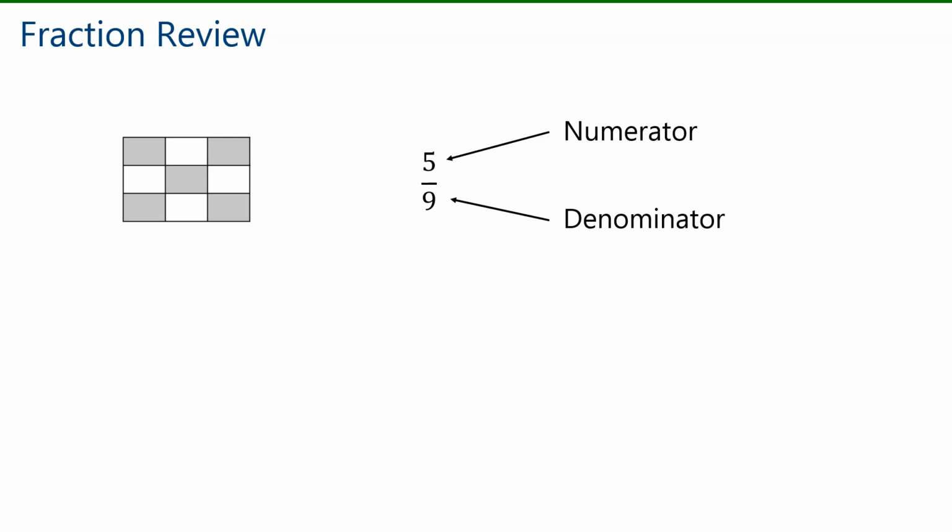So let's begin this unit with some fraction review. If you were to represent the area of the shaded region with a fraction, you would count up how many blocks were shaded, 5, and divide that by how many blocks there were in total, which is 9. So you say 5 out of 9 blocks are shaded. The top number, which we call the numerator, represents how many are shaded, whereas the bottom number, which we call the denominator, represents the whole, how many there are altogether.